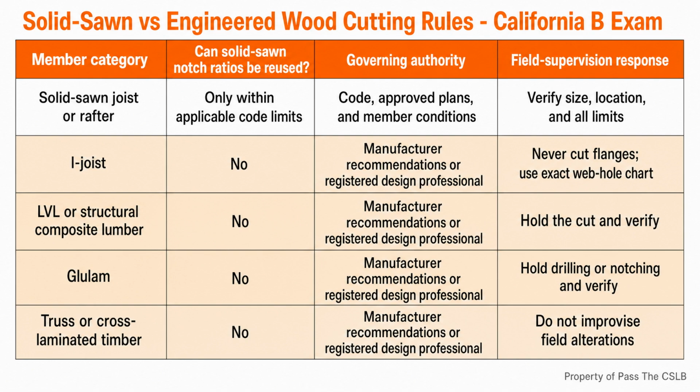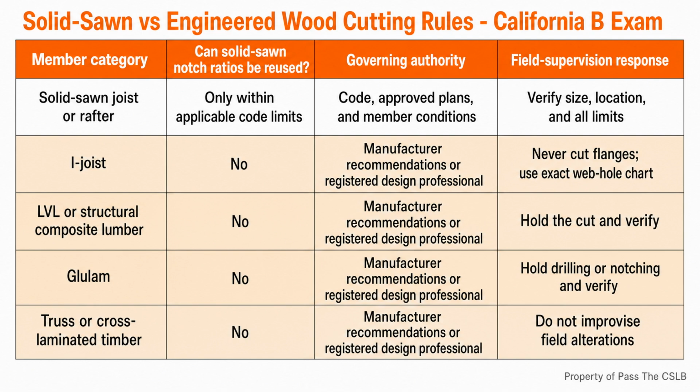An I-joist makes the reason easier to understand. It has a top flange and a bottom flange connected by a thin vertical web. The flanges may be solid-sawn lumber or laminated veneer lumber. The web is commonly oriented strand board or plywood. Adhesive bonds the parts into one manufactured member.